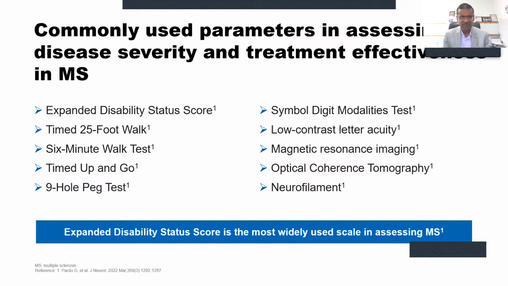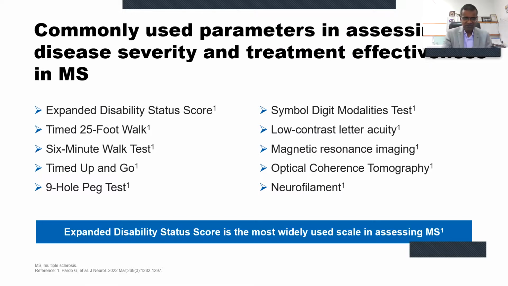So currently, there are many methods to assess these patients. Most commonly, we're using EDSS, which is the Expanded Disability Status Scale. Other things are not commonly used, but in the clinical trial setting, we are using those. And MRI, of course, we all are using to monitor patients to look for new lesions, active lesions. So MRI also is useful.